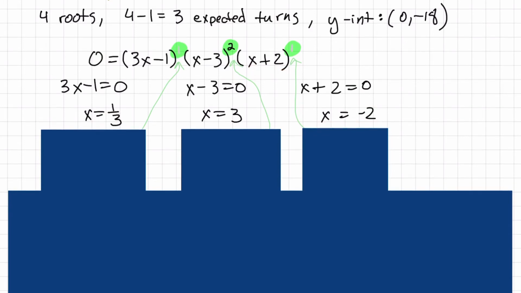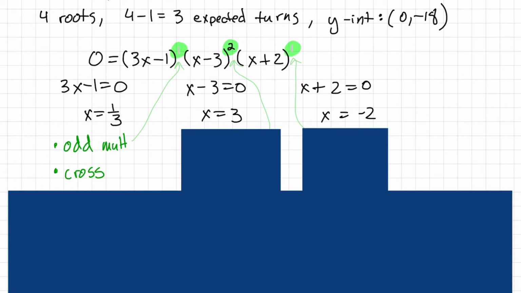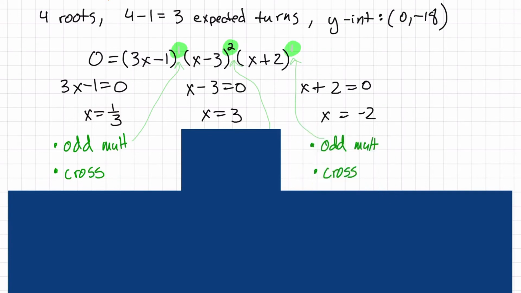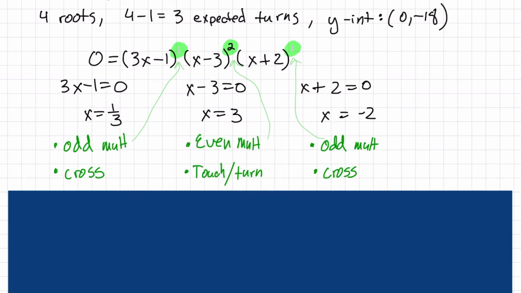And as I said earlier, at x equals 1/3, because it is odd multiplicity, it's going to cross. Along with at x equals -2, it also has odd multiplicity, so it will simply cross. And then when x is 3, it has even multiplicity, so it's going to touch and turn.